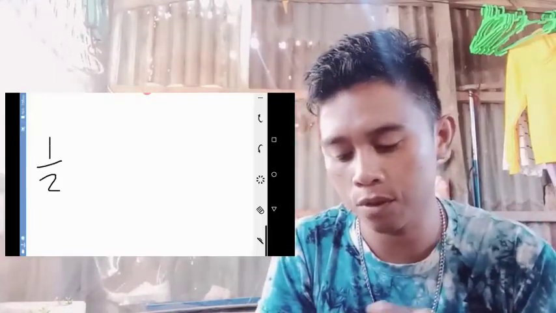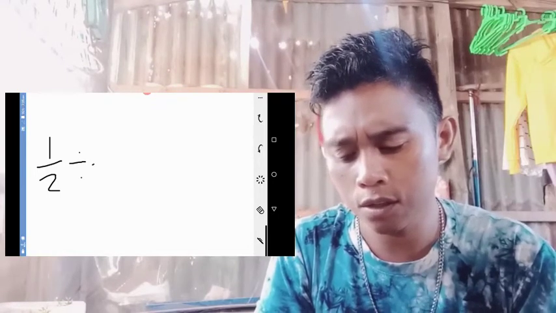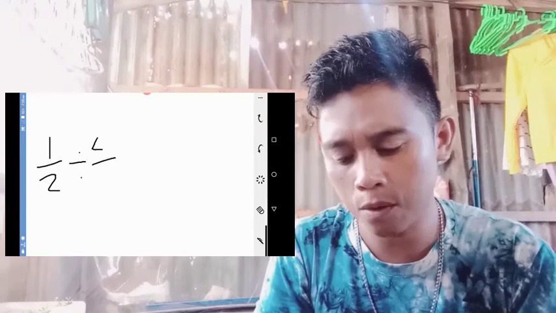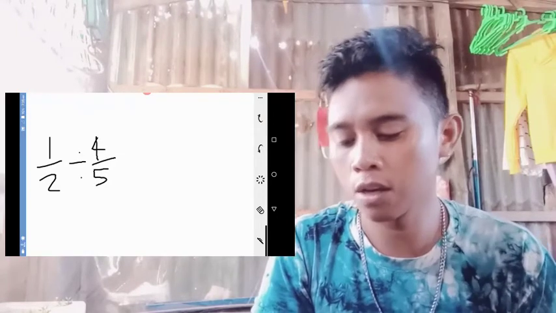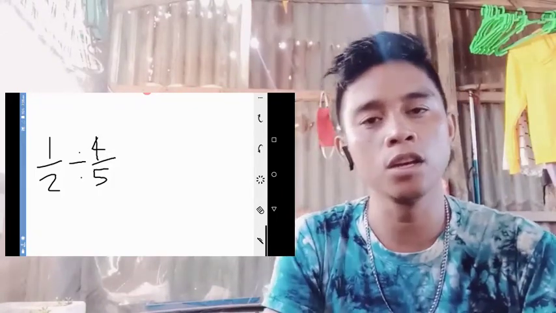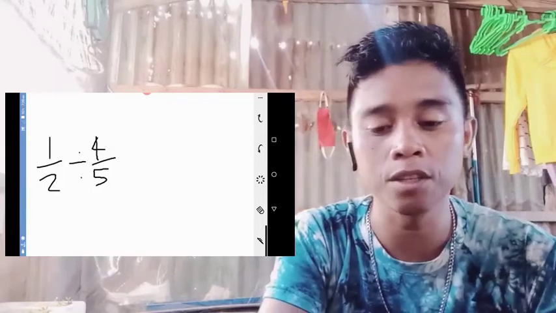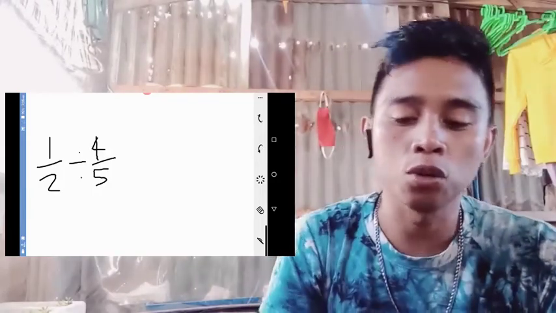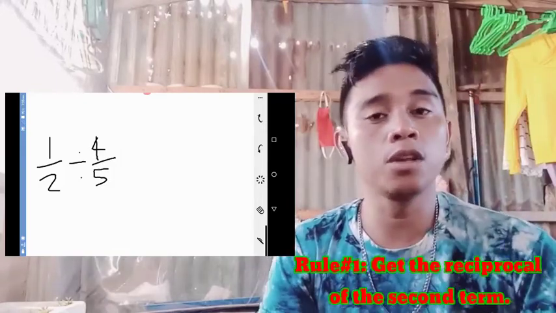For example, given 1/2 divided by, let's say, 4/5. So 1/2 divided by 4/5. Our first term here is 1/2 and the second term is 4/5. According to the rules, we have to get first the reciprocal of the second term.